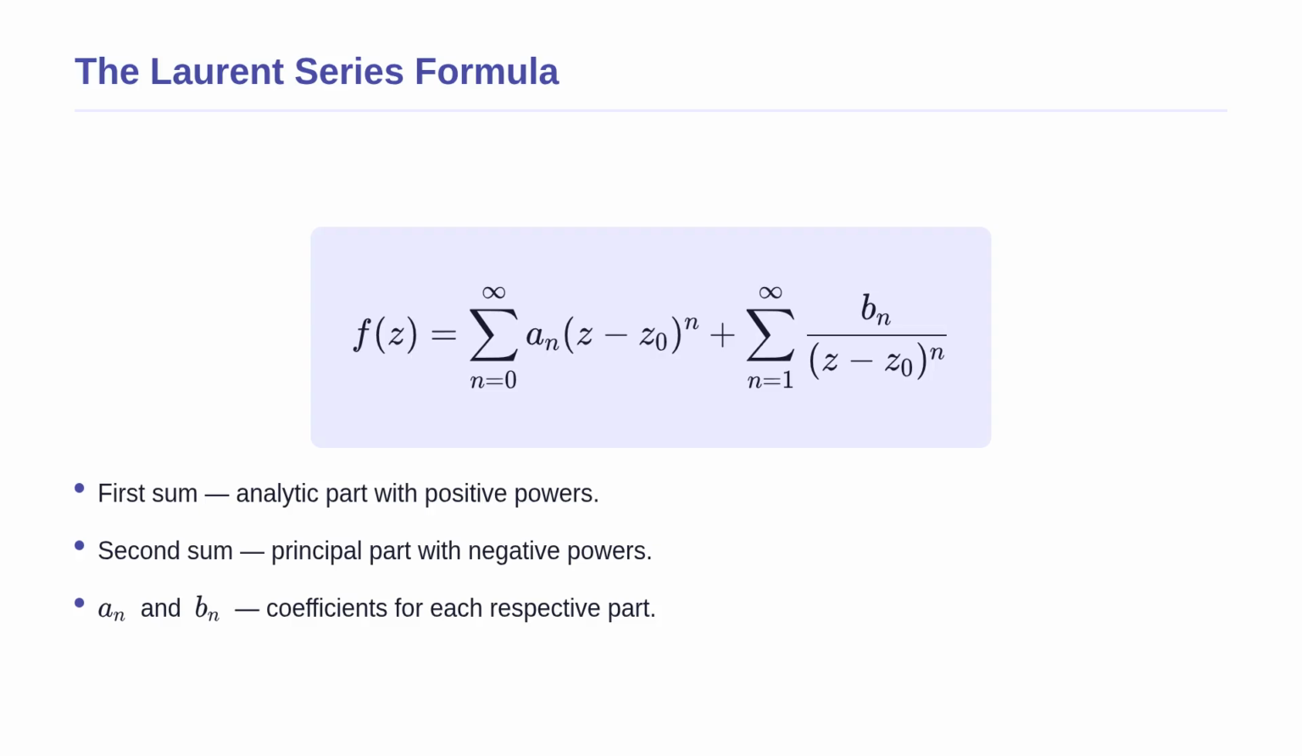the function. The second sum, with coefficients b sub n, contains the negative powers because the variable term is in the denominator. This is the principal part. As the variable z gets closer to the center z0, the denominator gets very small, causing these negative power terms to grow extremely large, perfectly modeling the blow-up behavior of the singularity.